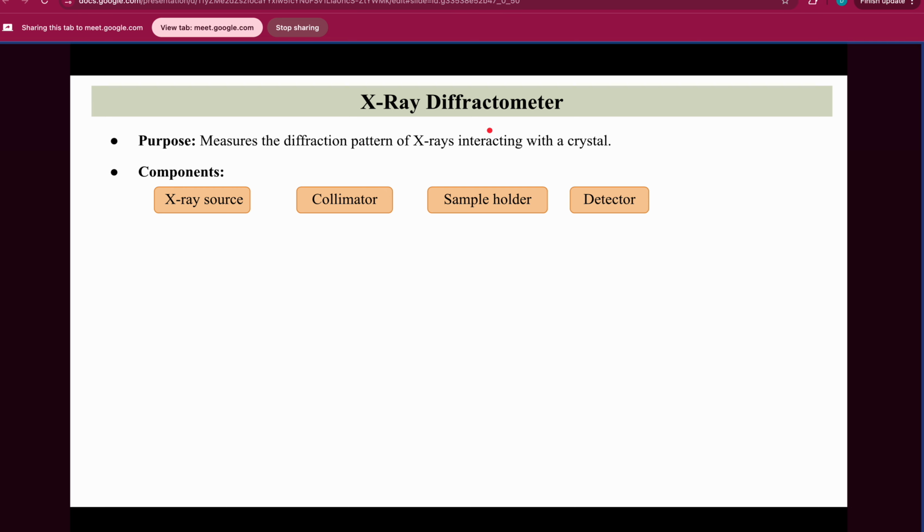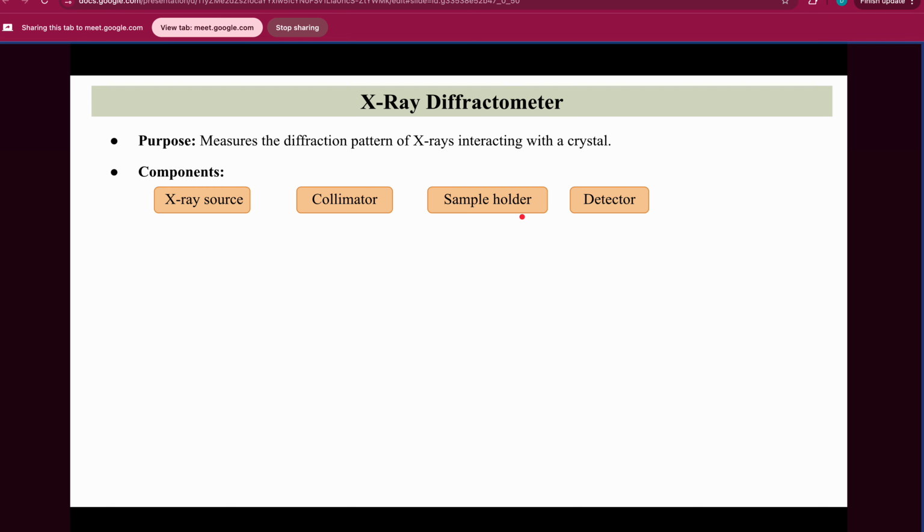So then comes the X-ray diffractometer. This is the sum up of all the things which we have seen so far. The X-ray diffractometer is the device which measures the diffraction pattern of X-rays interacting with the crystal. Its components are the X-ray source, which is very important because it generates the X-rays. Then comes the collimator, which we have seen narrows down the X-rays and gives them a specific direction. And then there is a sample holder.